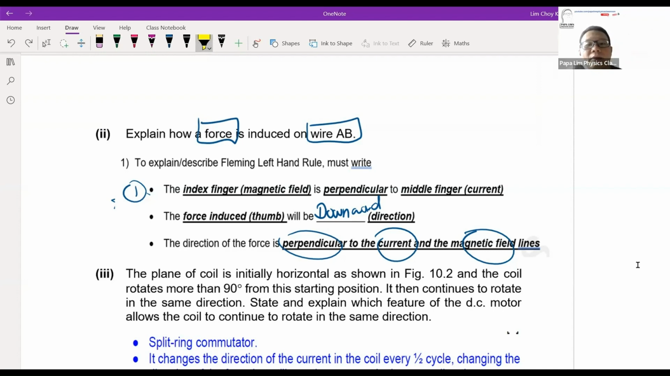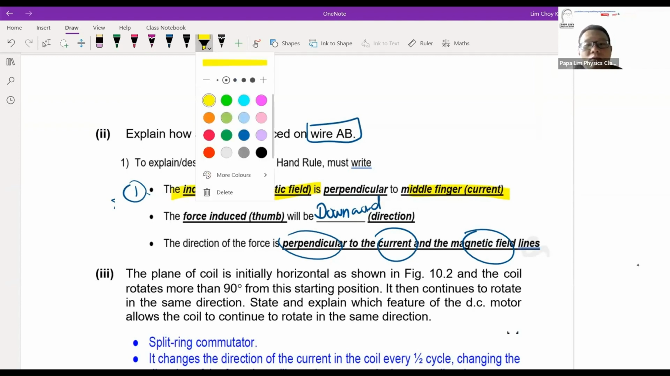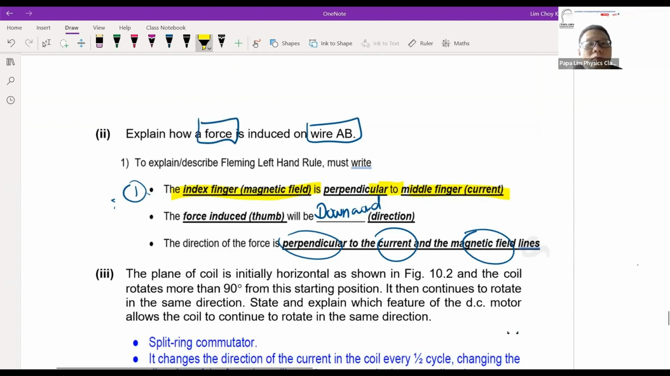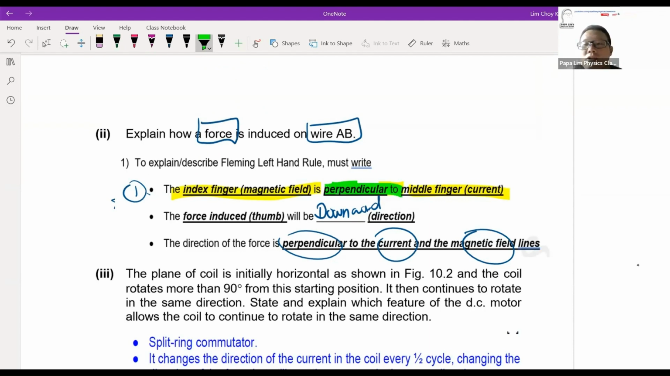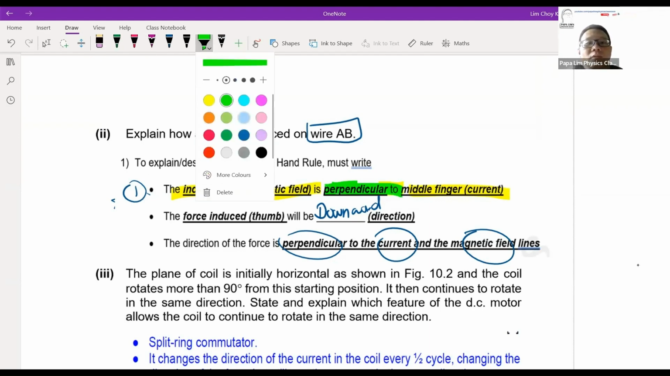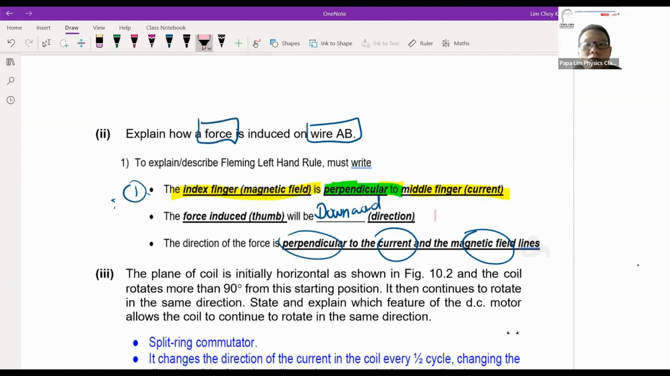So by identifying what is required in the Fleming left-hand rule, which is the current and the magnetic field lines, and looking at the interaction between the field lines and the current at a certain rotation, what we call perpendicular rotation, this gives rise to the force being induced in a specific direction. Then you have to tell me what specific direction I am looking at for this force induced. So by looking at these three pointers, you are able to clearly explain how the force is induced using Fleming left-hand rule.